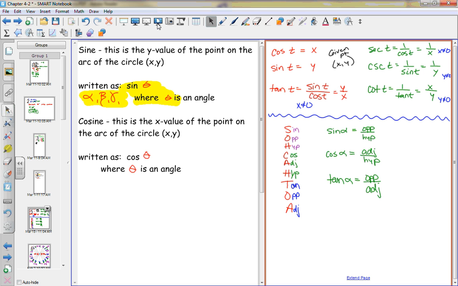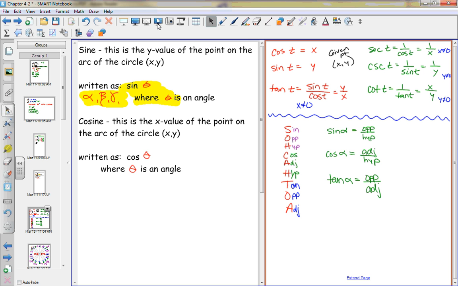Tangent is sine over cosine, which is y over x. X cannot be 0. If x is 0, what's the outcome going to be? Undefined. It'll be undefined.